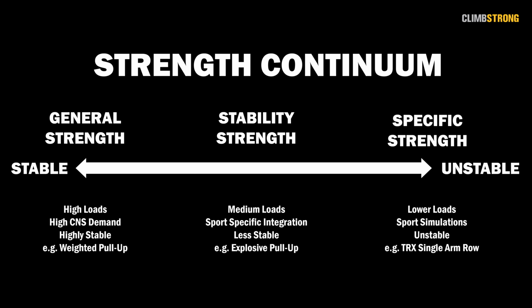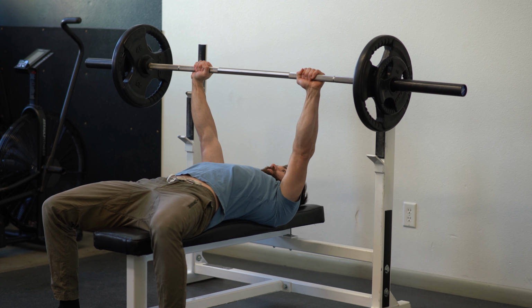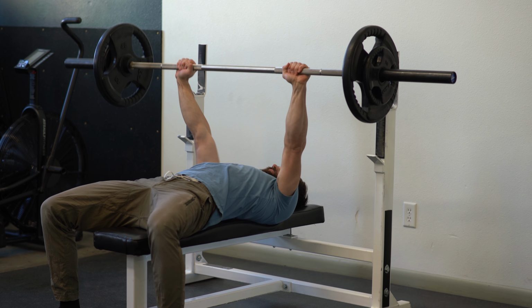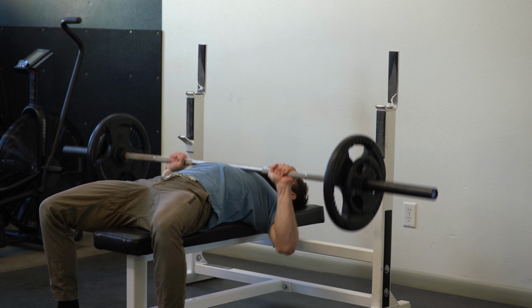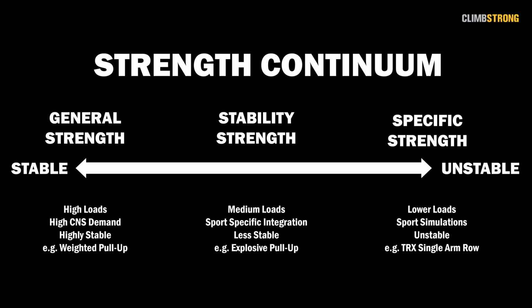There's a way that we like to look at this, and we call this the strength continuum. At the very high end, like at the high end of the force velocity curve, we have high stability movements that we can use high force with. Imagine yourself doing a bench press or a weighted pull-up. The implement is very stable. It's very easy to stay connected to. A big pull-up bar is easy to hold on to. And I can generate a ton of force against it.